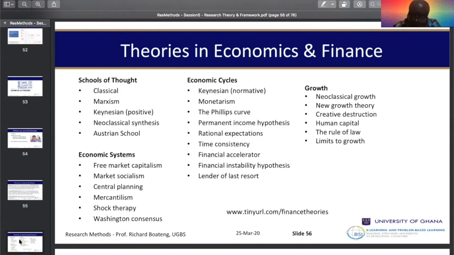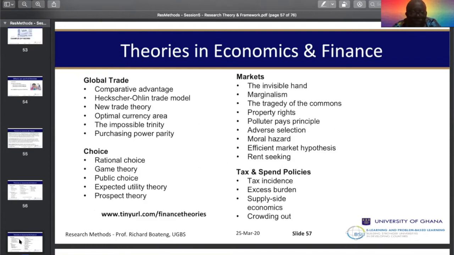Okay. Then we are going to theories in marketing again. We have got theories in economics again. We have got tax-based theories, choice-based theories, market-based theory, invisible hand, property rights, polluter-pays theory, moral hazard, global trade, comparative advantage. So all of them have different levels at which you can apply them. You can't pick a market-level theory and use it to study an individual. You need to understand what you are doing and how it has been applied.